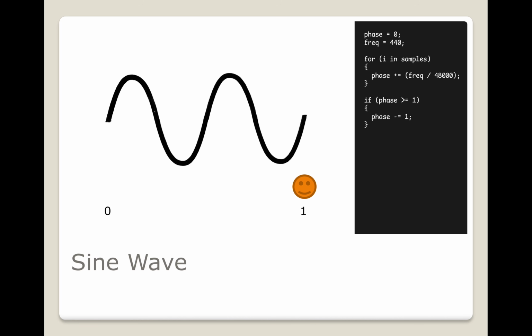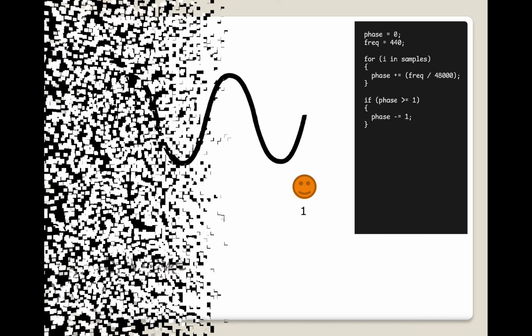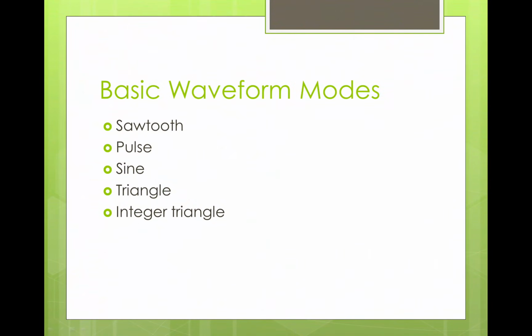I have 7 different waveform modes in my implementation. 5 of these modes are basic waveforms that can be generated with mathematical functions for a smooth wave. We've got the sawtooth wave, the pulse wave, the sine wave, the triangle wave, and the integer triangle wave.